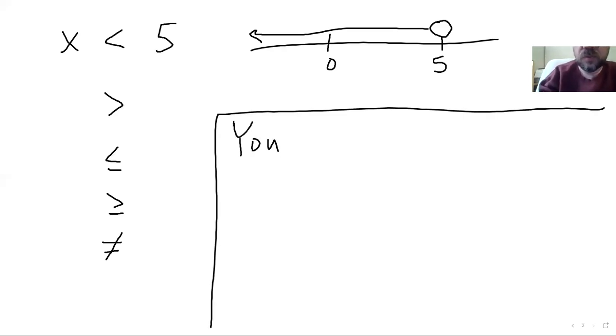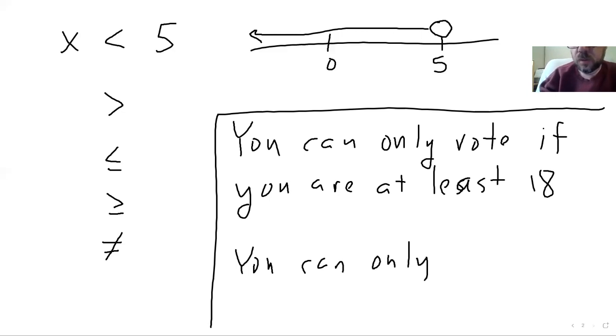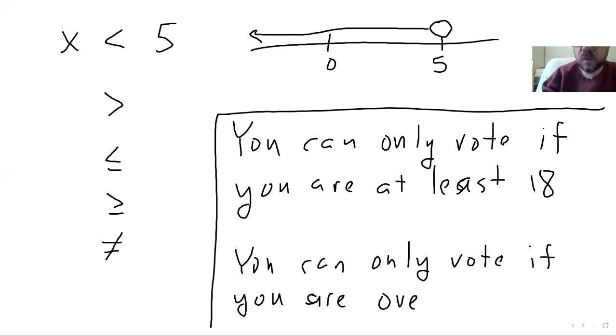You can only vote if you are at least 18. Versus, you can only vote, that's a terrible "you," but whatever, if you are over 18. Those things are quite different for some people, right? There's a very small contingent of people to whom that is a huge difference, of whom I am one.